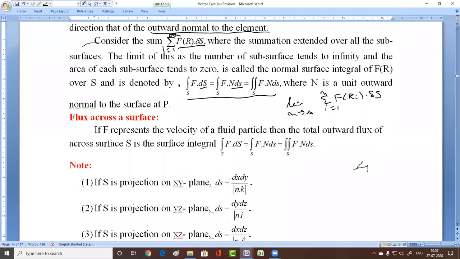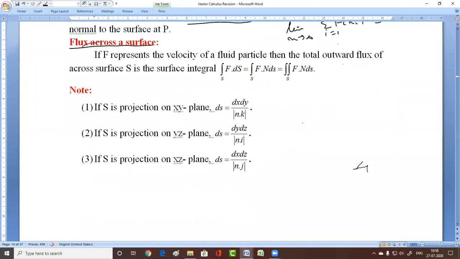What is the application? Flux across a surface. Now listen, we have several applications in electromagnetism or fluid dynamics. Suppose we have a surface. Suppose electrical lines or magnetic lines or fluid lines are passing through this surface. The number of lines passing through the unit area is nothing but the flux. So the number of lines passing through this total surface is nothing but flux.